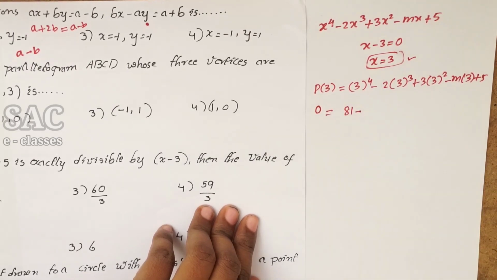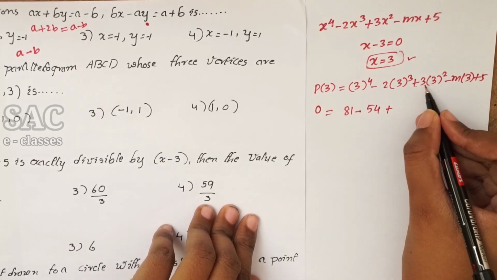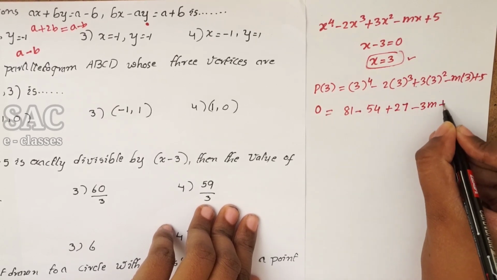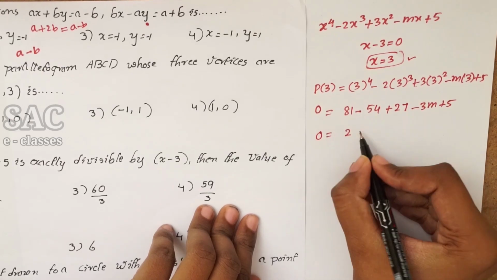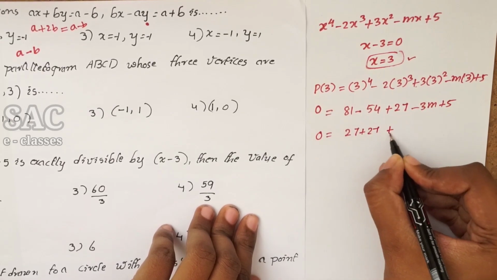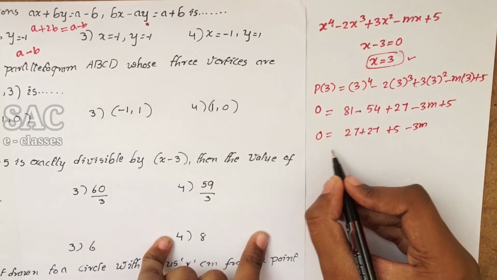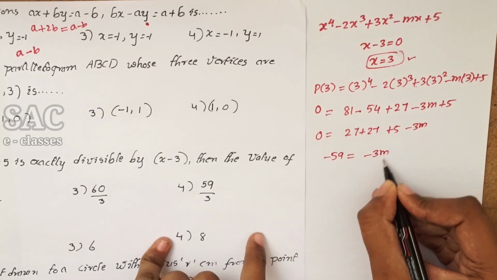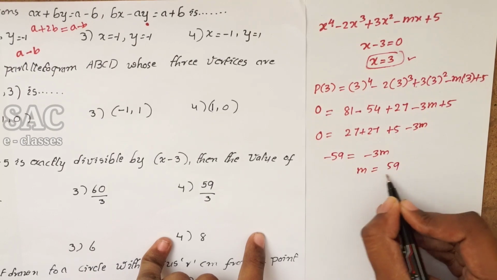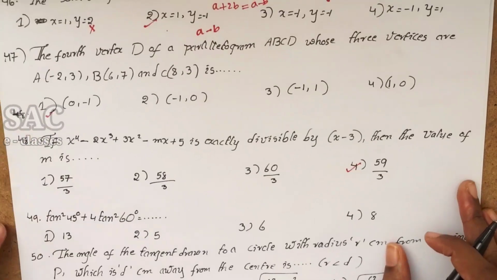81 minus 54. It is 27 because 9 times 3 is 27, minus 3m plus 5. 27 plus 27 plus 5 minus 3m will give you 54 plus 5, it is 59, minus 3m equal to 0. So 59 equal to 3m. Then m equal to 59 by 3 will be the answer. Now look at the 49th one.